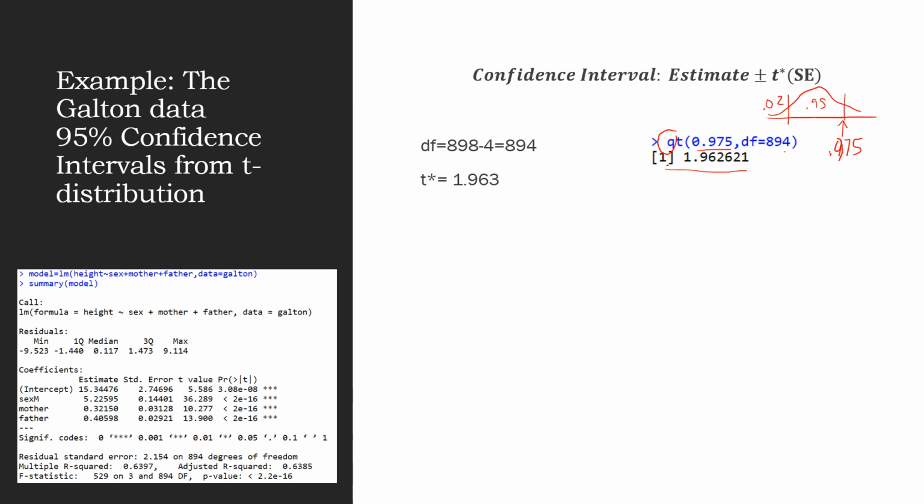Now, to make a 95% confidence interval for the intercept, I'm taking the estimate for the intercept, adding and subtracting my t-star value, 1.963, times the standard error, which I'm taking off of the regression report, and it gives me a confidence interval that goes from 9.953 up to 20.737.